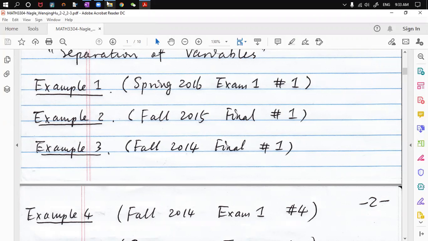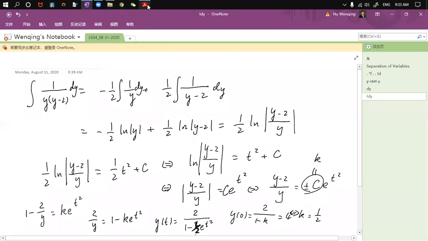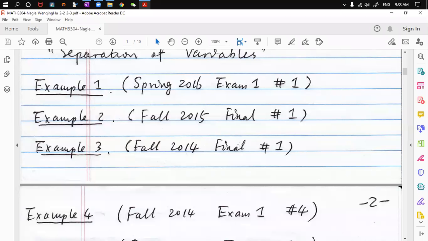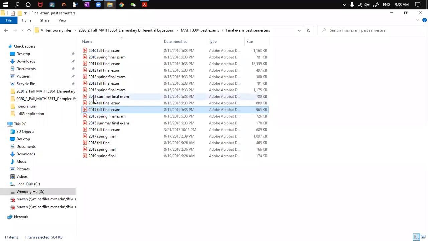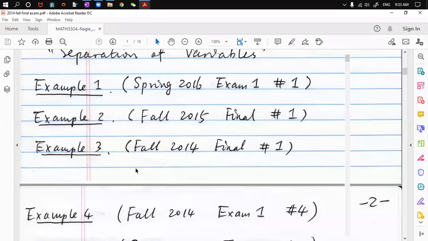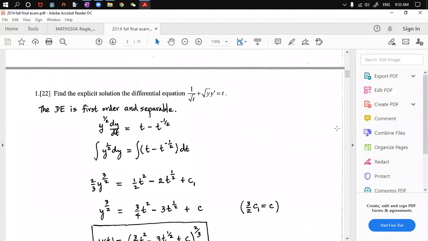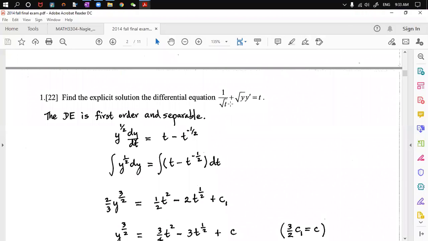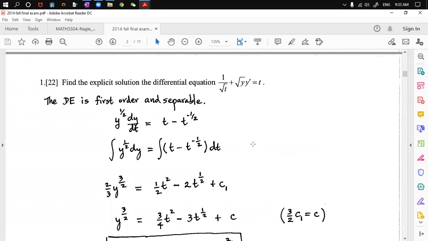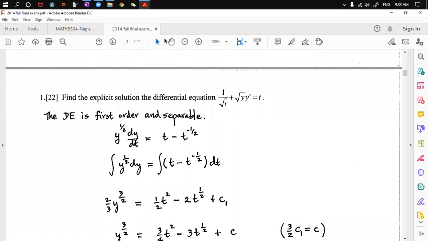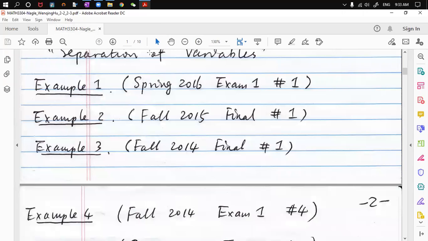Let me quickly show you one more example. This is from the first semester 2014 final exam, number 1. You can see that this is the equation, something like this. Again, this is a first order equation and it's going to be separable. You integrate and you find the solution. I'm not going to talk much about this example; I leave it to you as a nice thing to see.